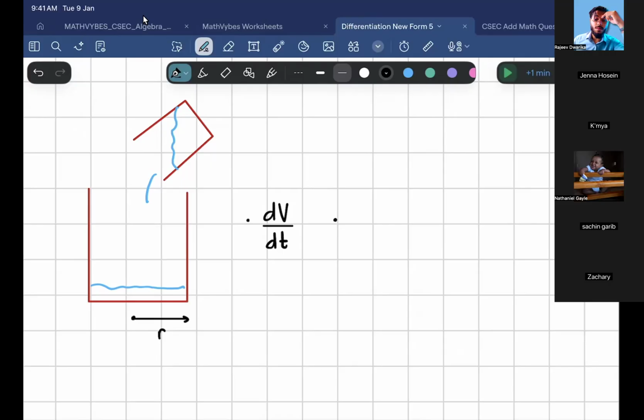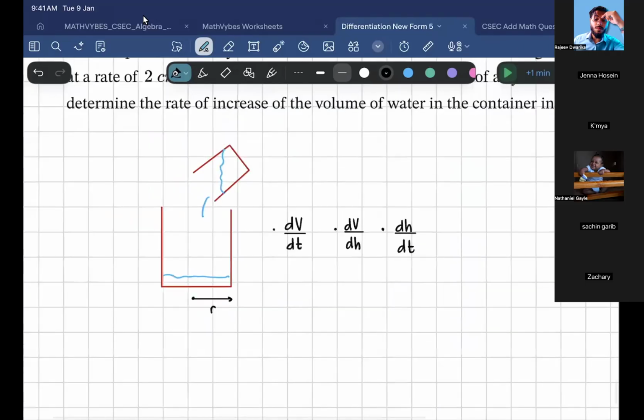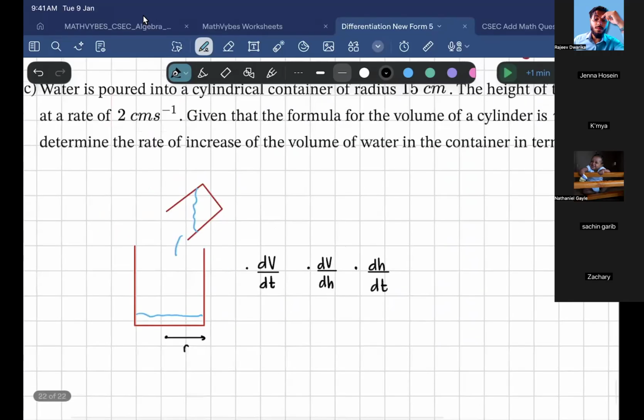Yeah, dV/dt. And what else, Jenna? dV/dh. So the volume will change with respect to the height. What else would change? dh/dt. The height would change with respect to the time. So we've identified what the scenario is. We've identified three main rates of change. I think that's enough to figure out the question.